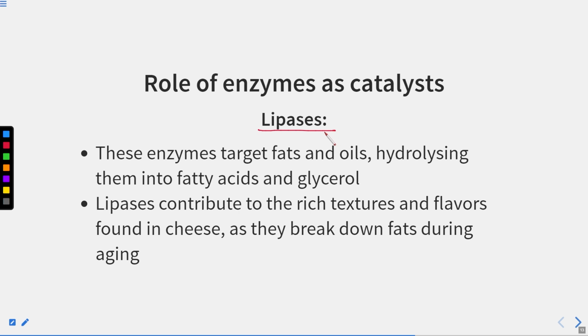The next enzyme is lipases. These enzymes target fats and oils, hydrolyzing them into fatty acids and glycerol. Lipases contribute to the rich texture and flavoring found in cheese as they break down fats during aging. So lipases are used in the preparation of cheese, because they change the fats to fatty acids and glycerol.